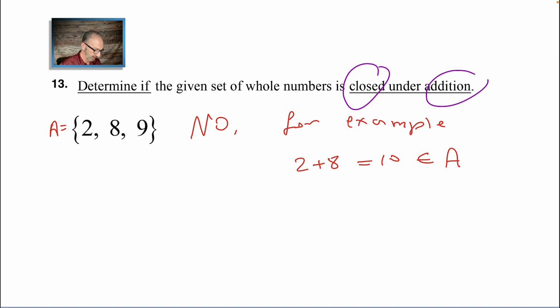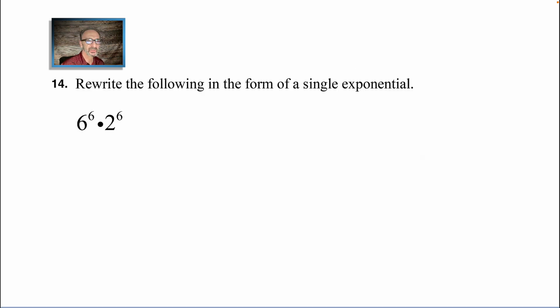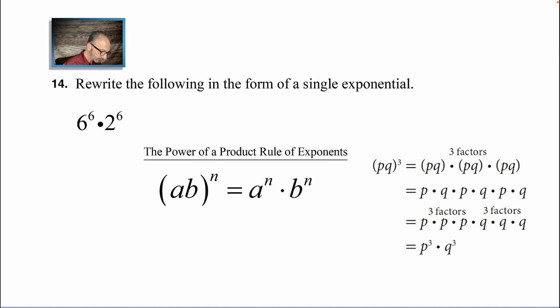Okay? I could give you more examples, but I think it's enough because I do have other problems. So closed means under the given operation, you don't go out of it. You stay inside. Number 14. Rewrite the following in the form of a single exponential. So we need to write this as something like that. Just a single base. Give you an idea.